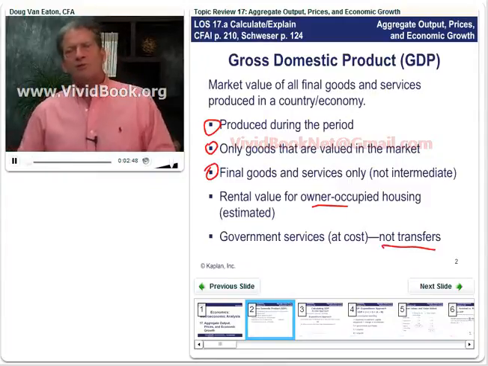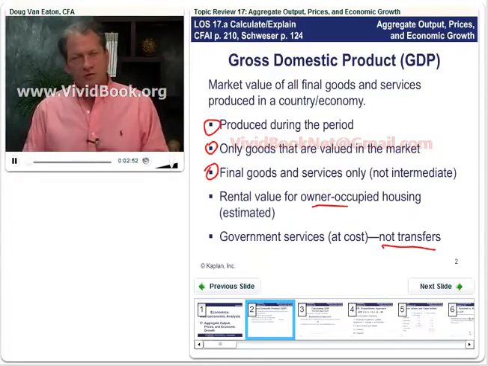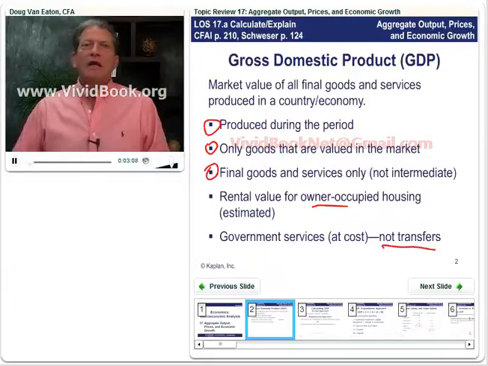And the last note here says not transfers, and that's just referring to the fact that some government spending is transfer payments, whether it's unemployment or Social Security, retirement benefits, or disability benefits, or welfare, or anything like that. Those are all transfer payments, and so that's just shifting around of wealth, not the creation of economic value, so we're not going to count those when calculating gross domestic product.